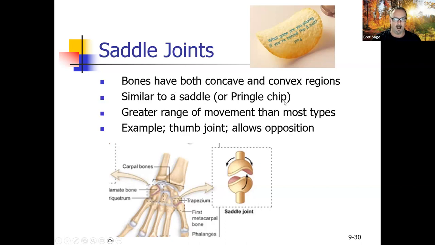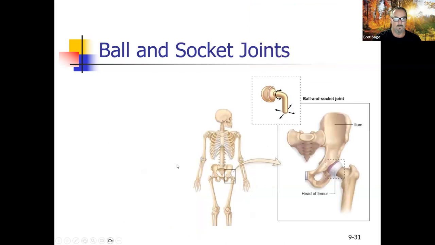Bones have both a concave and convex region. They're similar to a saddle or a Pringle chip. They provide a greater range of motion than most types. So your thumb has lots of movement possible because of this type of joint. And you can see the saddle joint here between the first metacarpal and the trapezium, which is one of your carpal bones in the base of your hand, which we call our wrist.